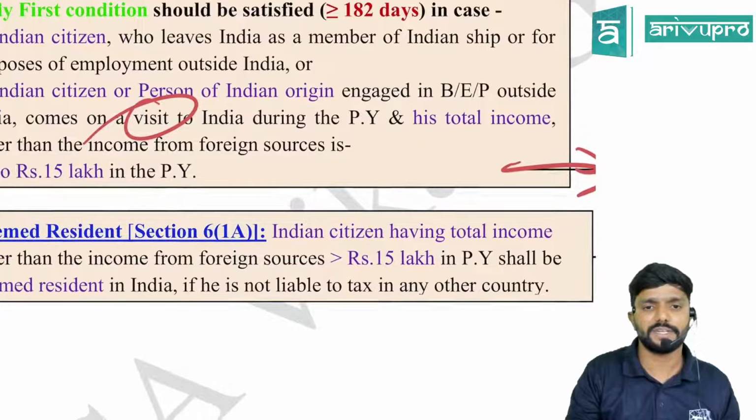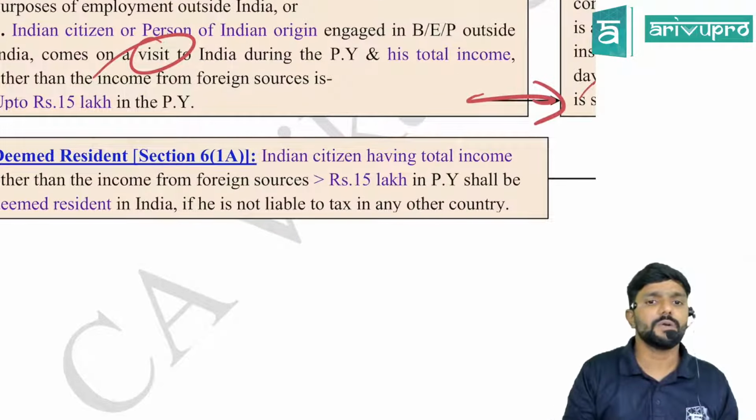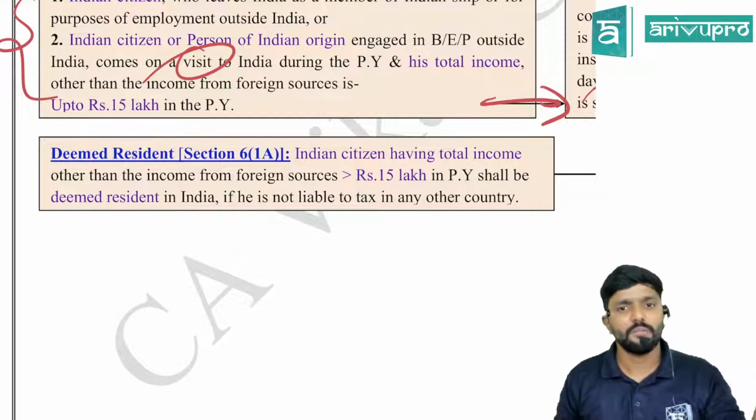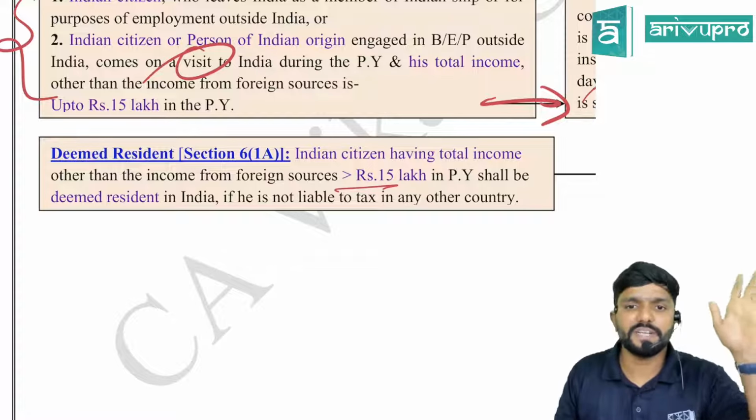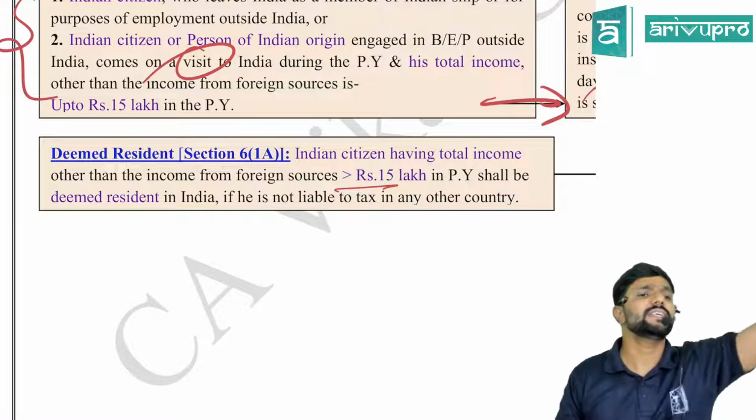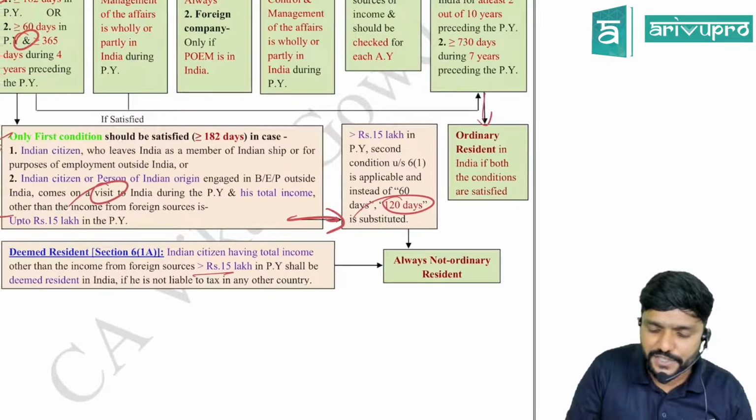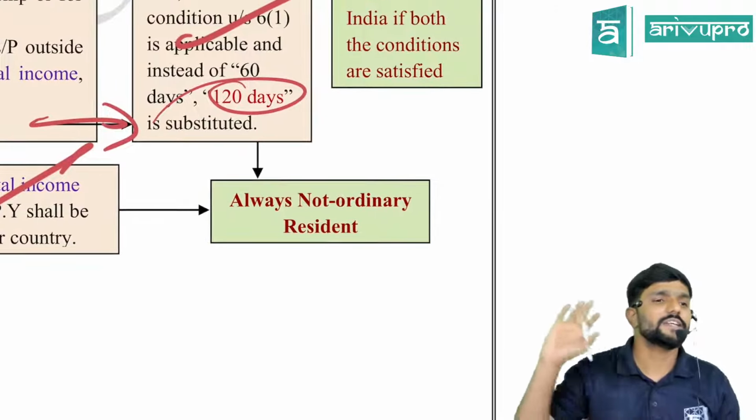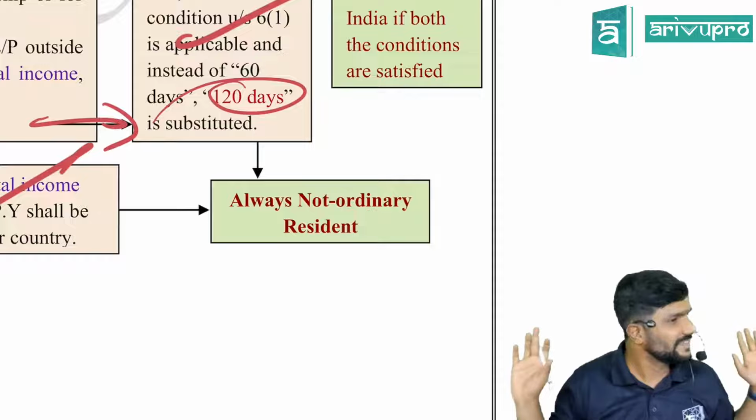Then coming to deemed resident. Section 6(1A). An Indian citizen having a total income other than the income from foreign sources, that is Indian income, of more than how much? 15 lakh. And he shall be deemed to be resident in India if he is not paying tax in any other country. And in these two cases, which cases? In this case, straight away you are not ordinary resident. Always not ordinary resident. Simple, guys.